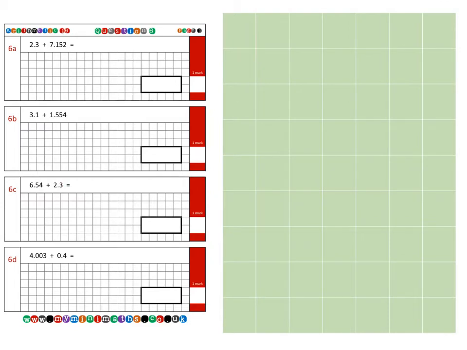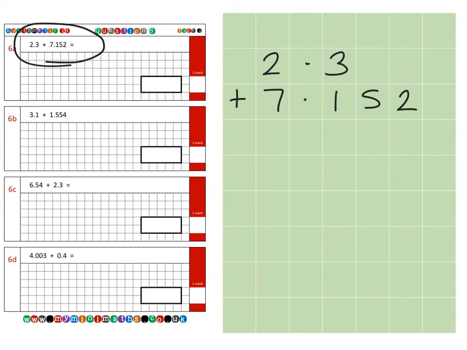And today we're going to be looking at the Arithmetic 16 question 6 practice question, which is adding together two decimals with a different number of decimal places. And first of all, we're looking at question 6a, which is 2.3, and we're adding 7.152. Now remember, it doesn't matter which order we put them in, you'll get the same answer.